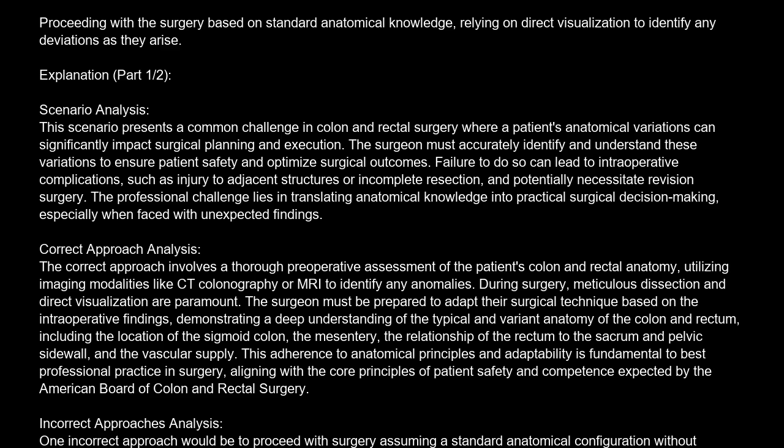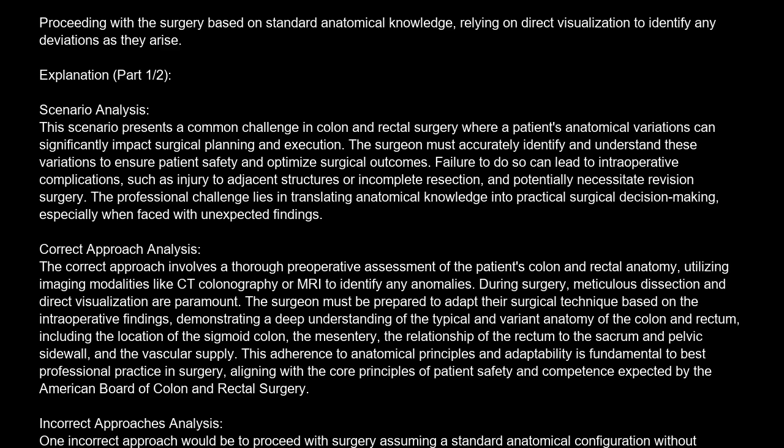Correct approach analysis. The correct approach involves a thorough preoperative assessment of the patient's colon and rectal anatomy, utilizing imaging modalities like CT colonography or MRI to identify any anomalies. During surgery, meticulous dissection and direct visualization are paramount.